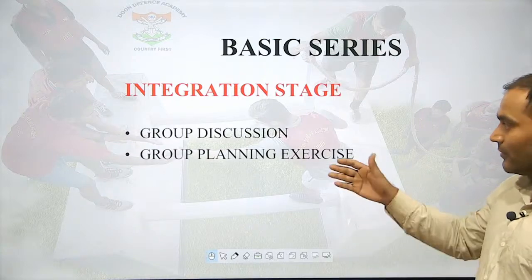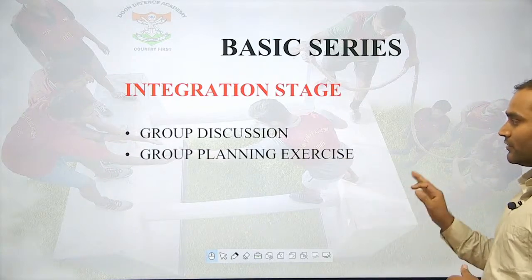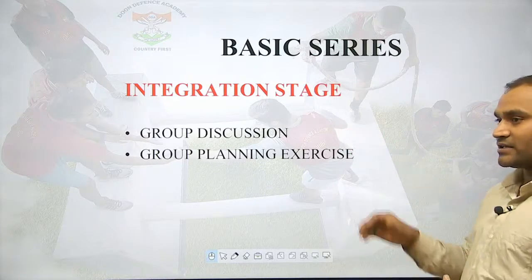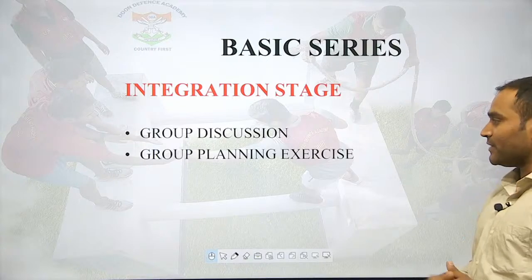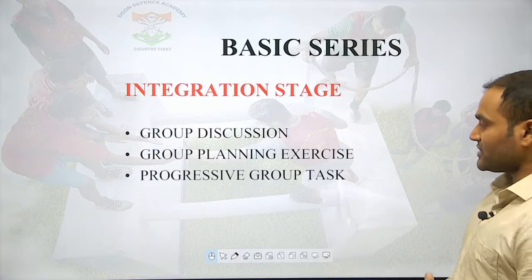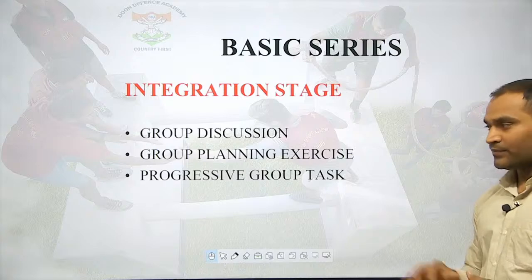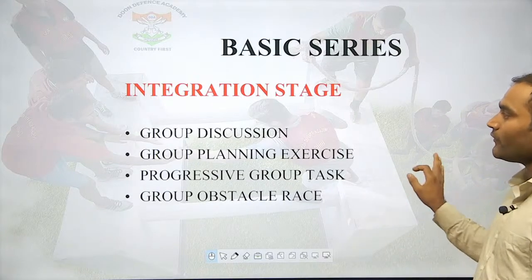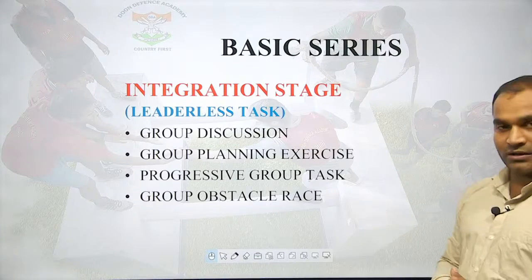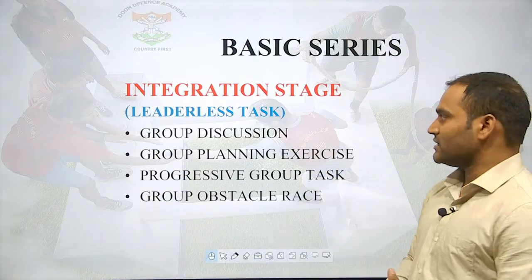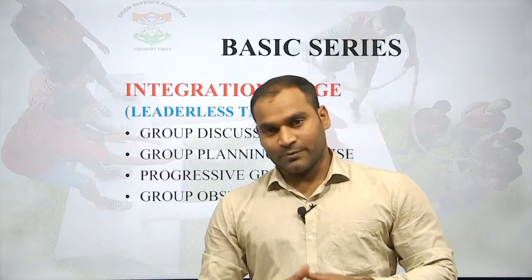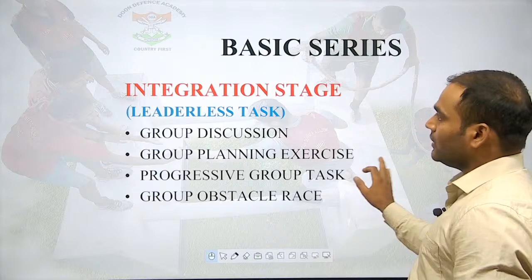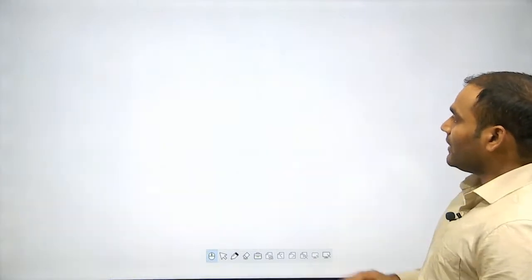We will talk about every part on different slides. So, group discussion, then group planning exercise, also called the group military planning exercise. The next is progressive group task or PGT, and group obstacle race or snake race. Now, we had discussed why it is a leaderless task and what it means and how you have to operate and control the group. The next we will talk about one by one.